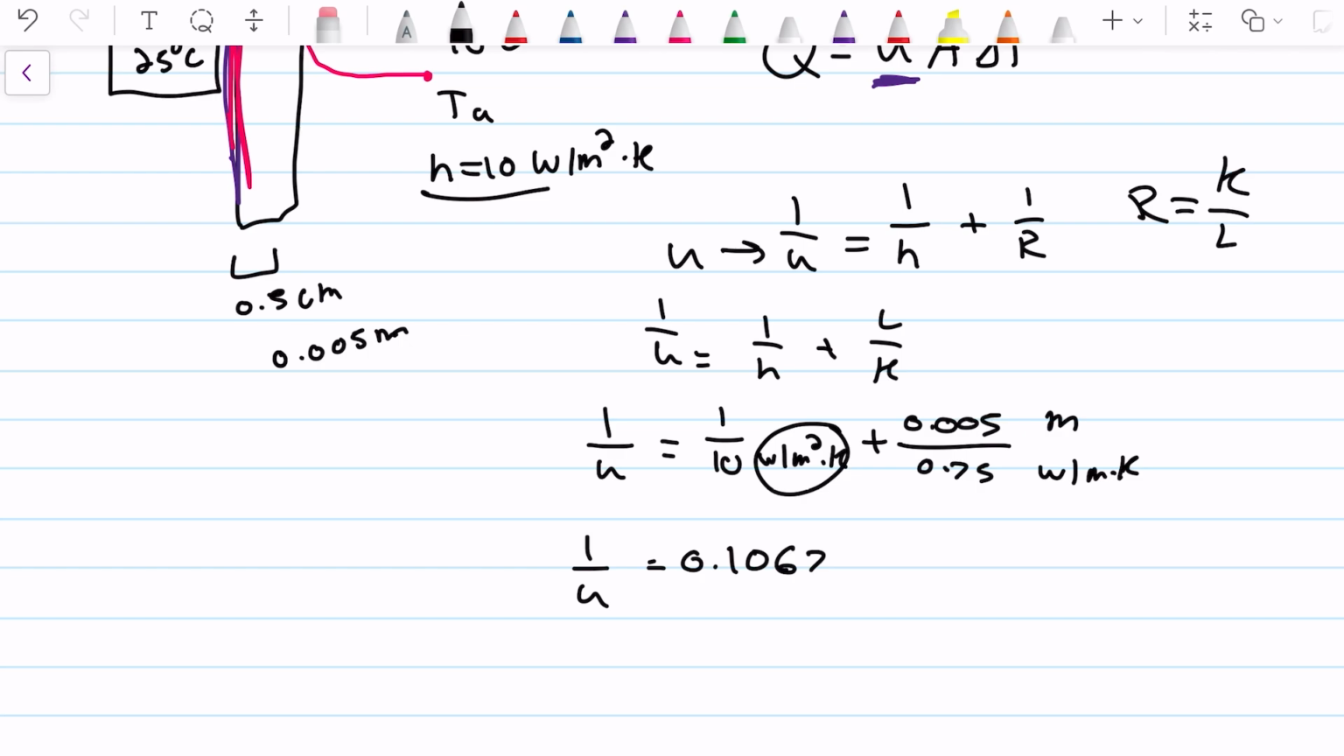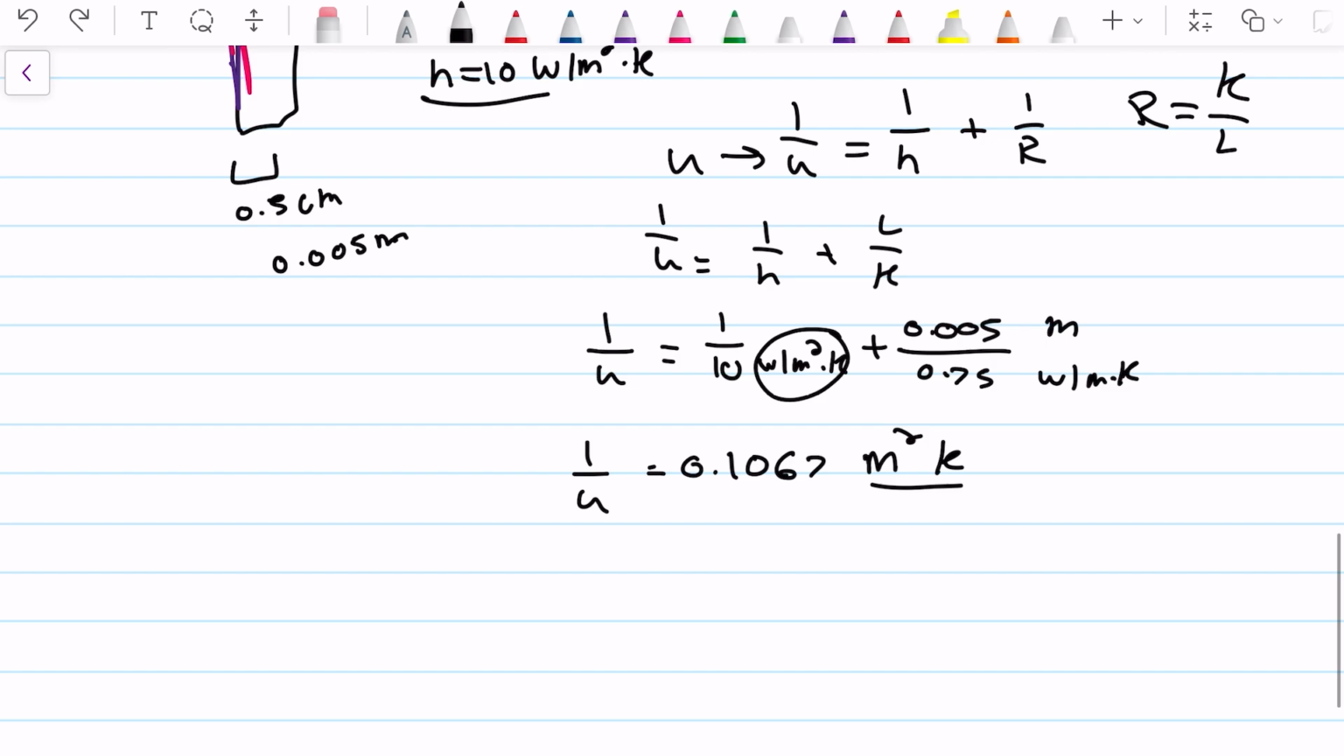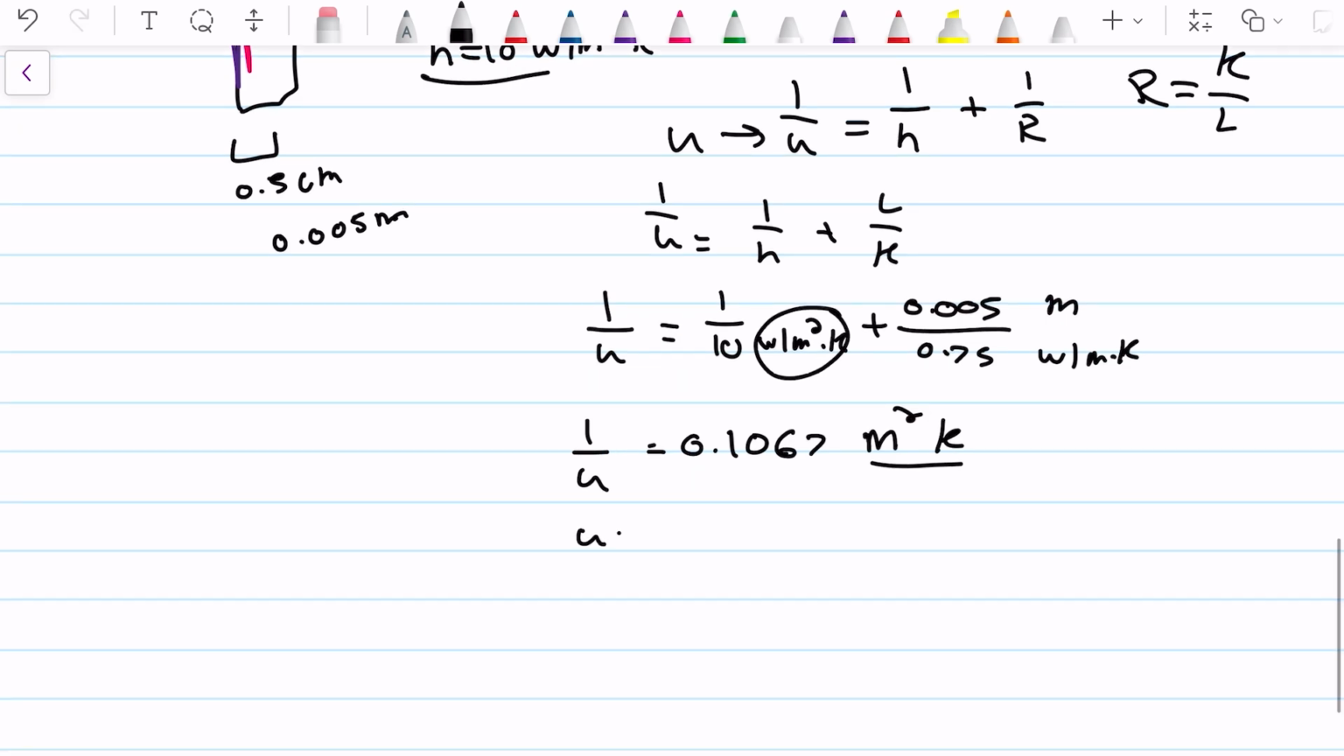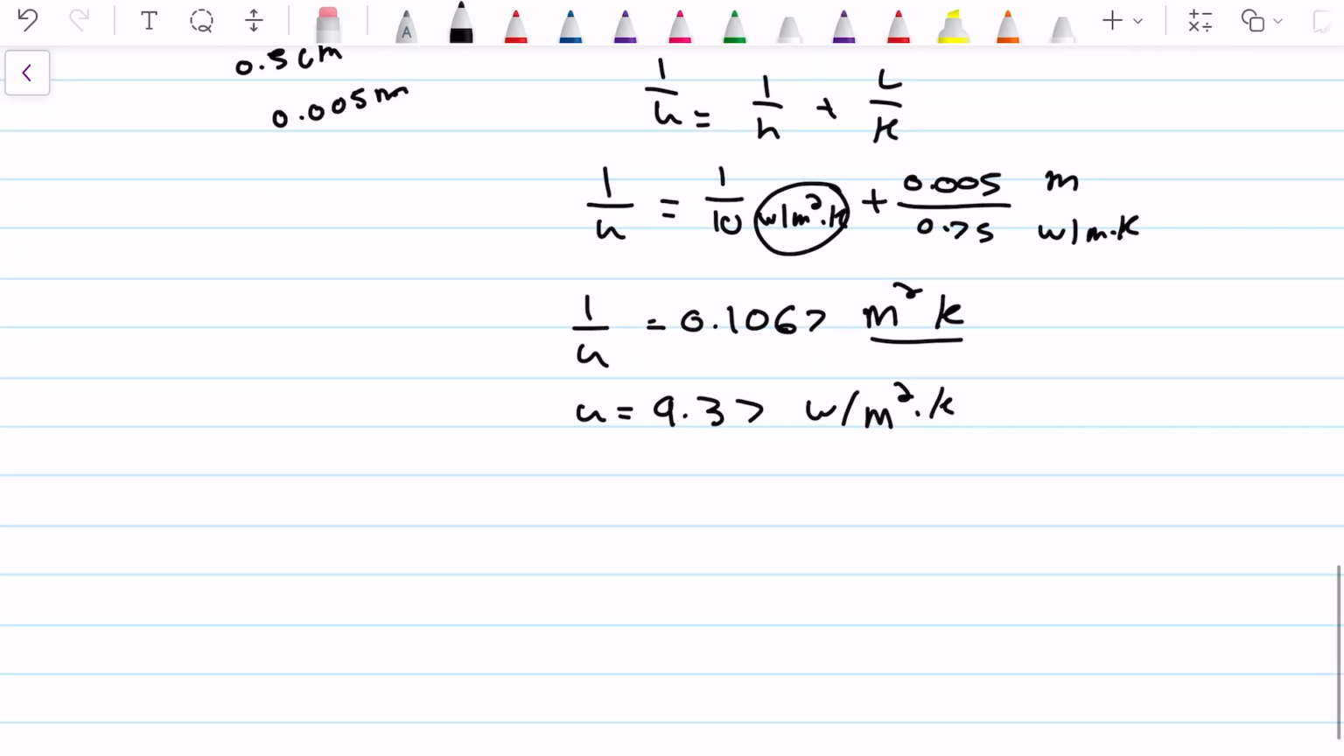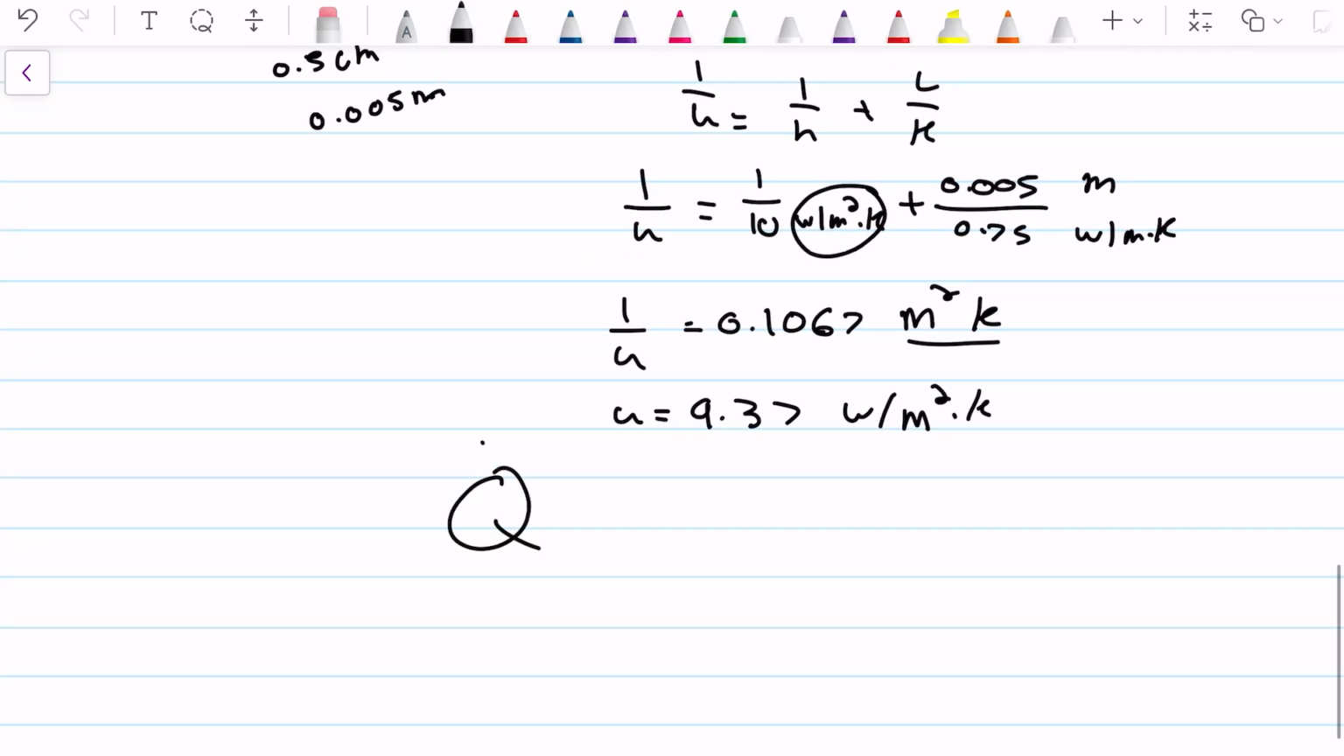And the units here are going to be the inverse of this, which are going to be meters squared Kelvin over watts. And this one is the same thing, obviously. And then when we take the reciprocal, the overall heat transfer coefficient is going to be 9.37, and that's going to have the same units of H, of course. Okay, so now we have that. Now we basically have solved the problem. Throw it back into here.